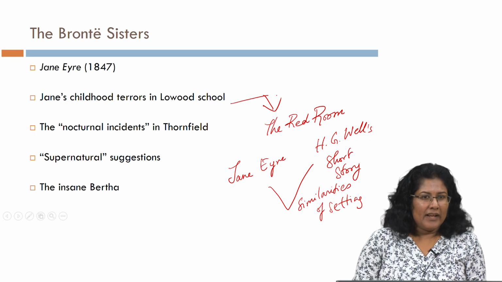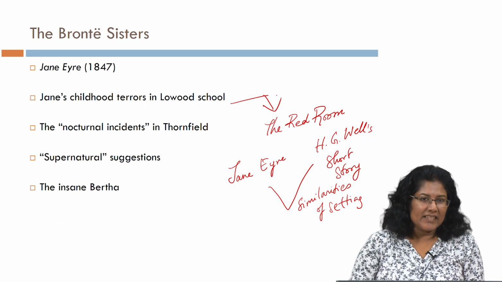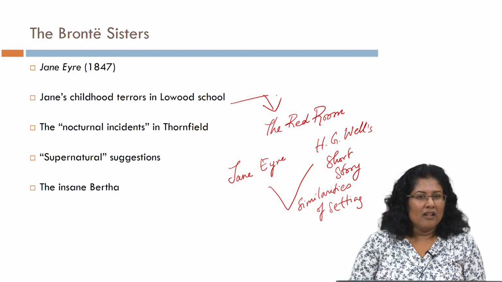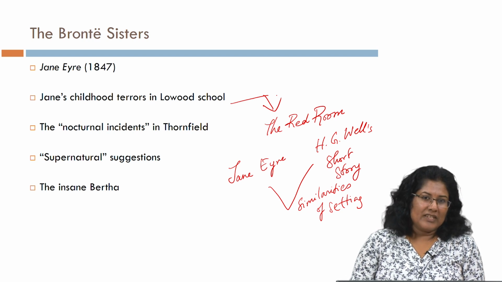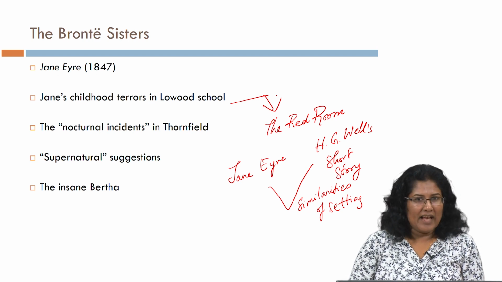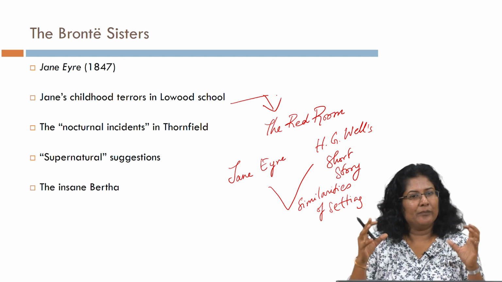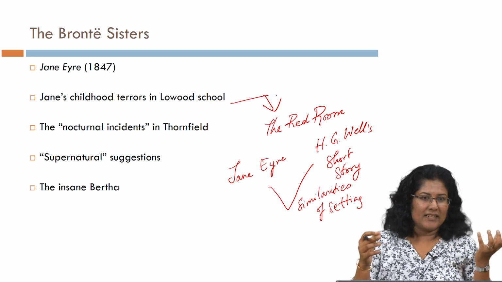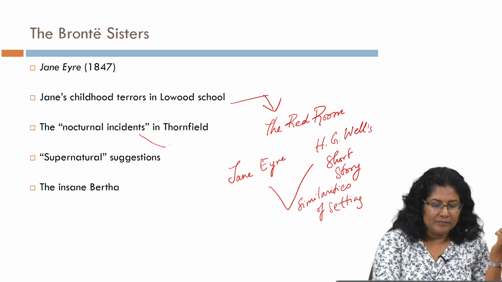Now, in Jane Eyre, we have certain nocturnal incidents in Thornfield. Thornfield is the mansion in which we have the protagonist Rochester living with his family, and Jane Eyre goes to that mansion as a governess in order to teach his child. So, the nocturnal incidents are suggestive of the supernatural.